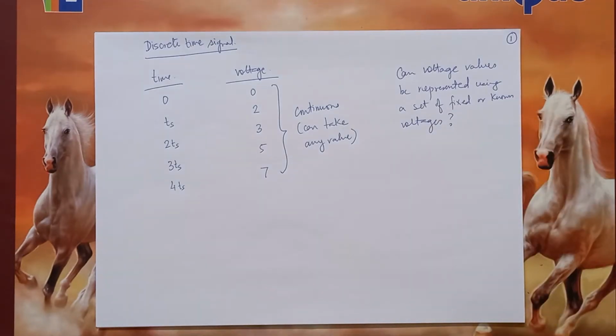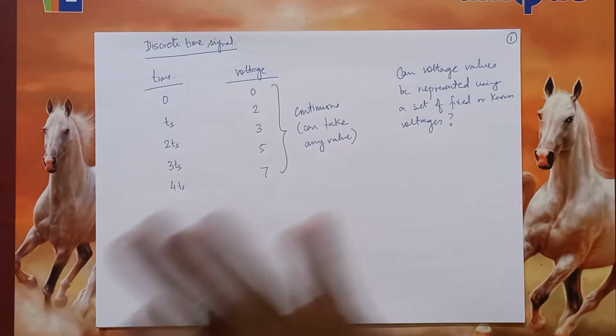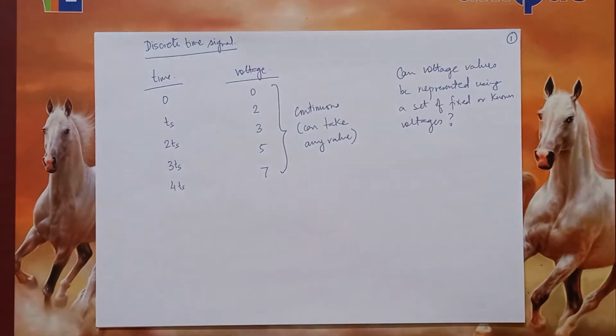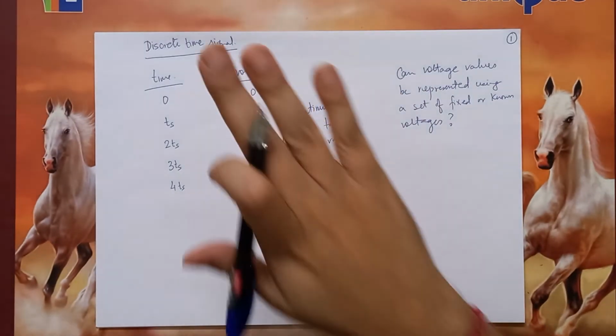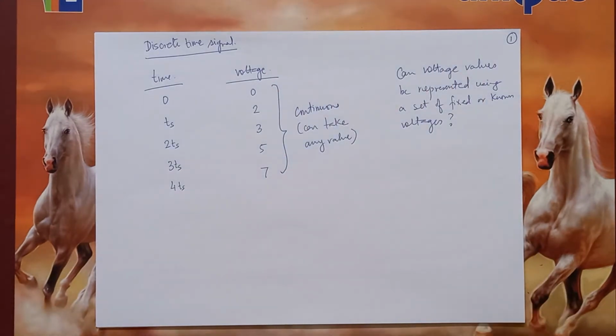Can these voltage values be represented using a set of fixed or known voltages? Now, when I say a set, it could mean a number of voltages. But let us not forget what we are trying to achieve. We are trying to correlate digital and logic. We had discussed in the previous lecture that logic is the way in which we take decisions. So therefore, to take the decisions, there are a number of parameters which we need to consider.